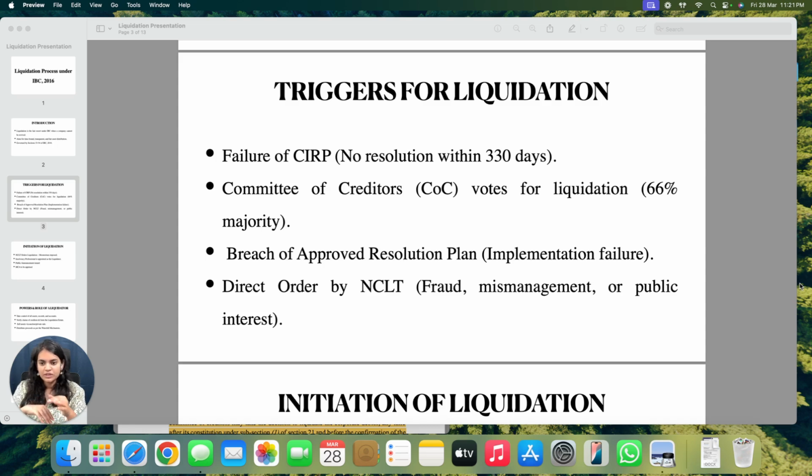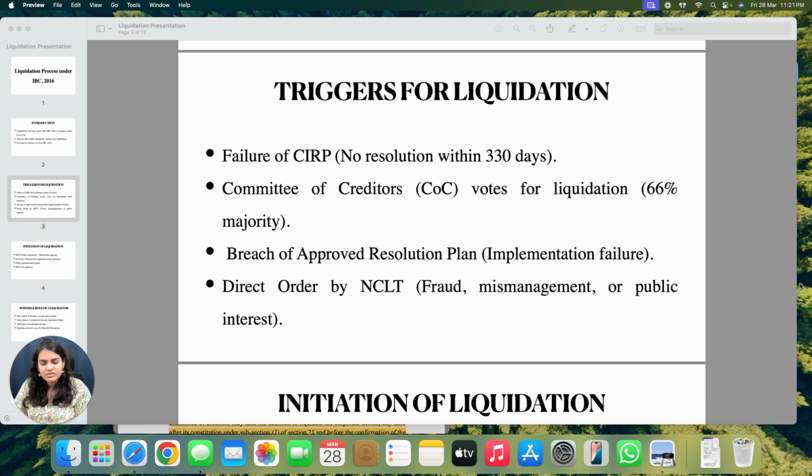Now, coming to the next one, breach of approved resolution plan or implementation failure. So, as we've seen in the previous session, for the implementation of a resolution plan, it is necessary for the resolution plan to have a monitoring committee. A monitoring committee comprising the resolution professional, representatives of the successful resolution applicant, and the representatives of the committee of creditors.